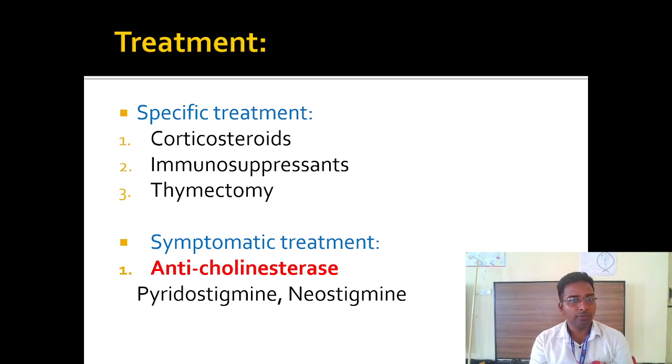But to improve symptoms like generalized weakness and fatigability, we can go for anticholinesterases, either pyridostigmine or neostigmine. These are the drugs which improve all the symptoms by increasing acetylcholine concentration at the junction of the muscle end plate. Thereby it will improve all these symptoms, thus causing a palliative effect in myasthenia gravis.